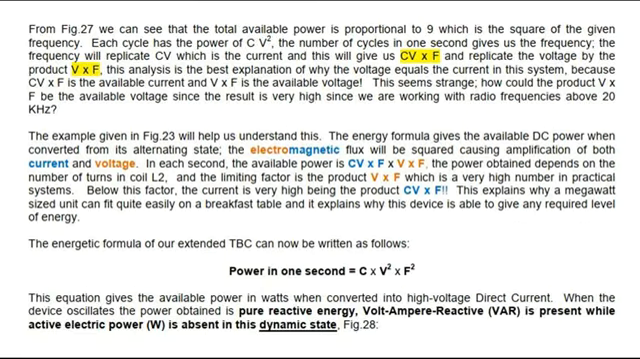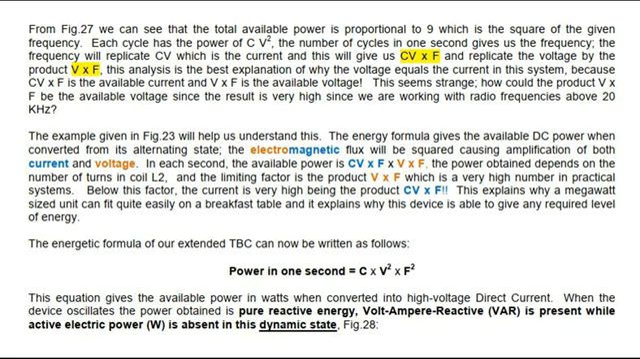The example given in Fig 23 will help us understand this. The energy formula gives the available DC power when converted from its alternating state. The electromagnetic flux will be squared, causing amplification of both current and voltage. In each second, the available power is CV x F x V x F. The power obtained depends on the number of turns in coil L2, and the limiting factor is the product V x F, which is a very high number in practical systems. Below this factor, the current is very high, being the product CV x F.